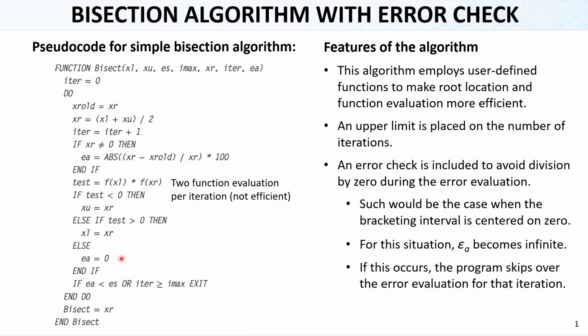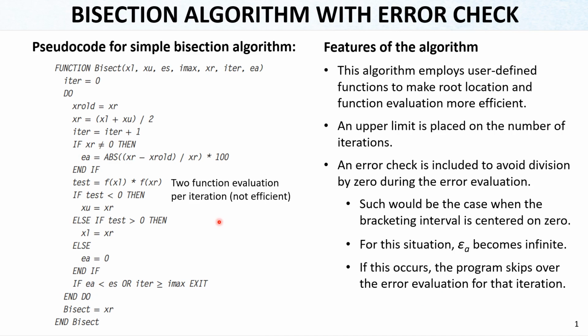And this is good because we have an error check over here. Also, to avoid the division by 0, we have this check here: XR is not equal 0. Because if the bracketing is centered on 0, this can be a problem, and EA becomes infinite. If this occurs, the program skips over the error evaluation for that iteration. So it just skips this iteration and moves to the next one.